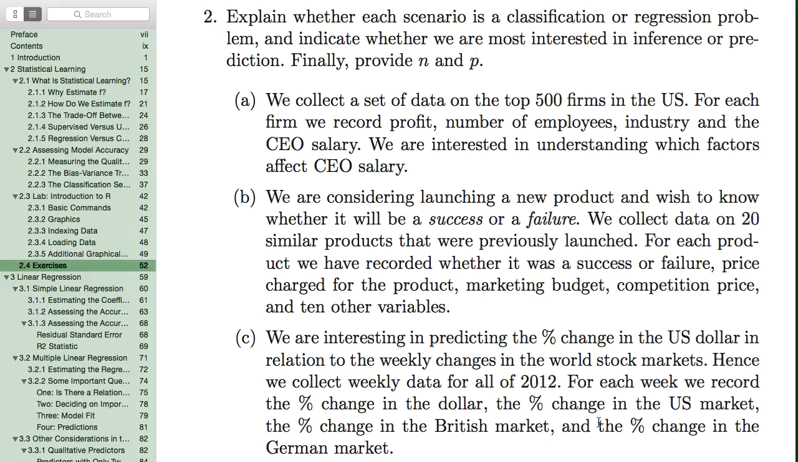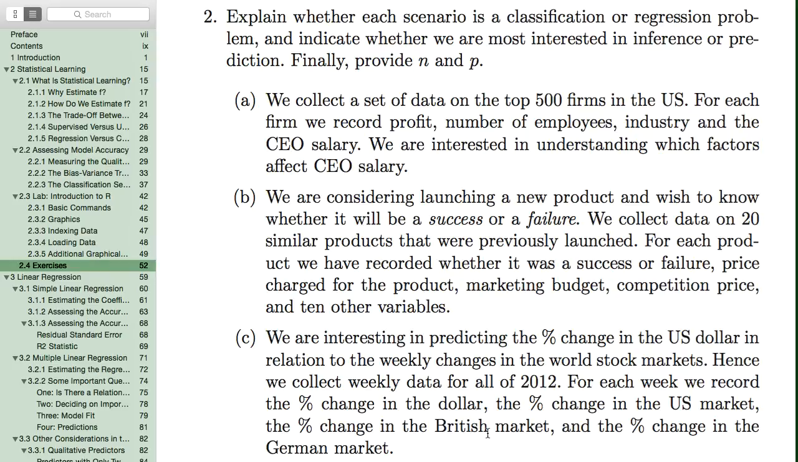So the inputs are change in the US market, change in the British market, change in the German market. So we have P equals 3. This just does not make sense to me, the percent change in the dollar and percent change. Okay, I'm a little puzzled by that. I think this is a little underformed, but in any event, P equals 3, N equals 52.